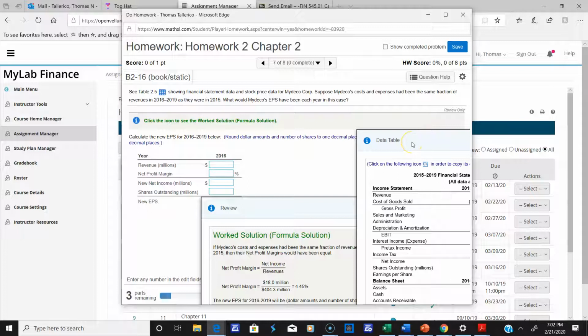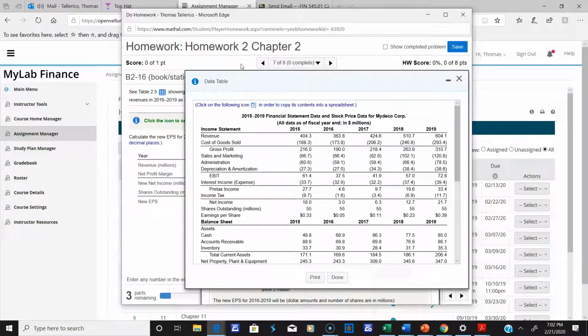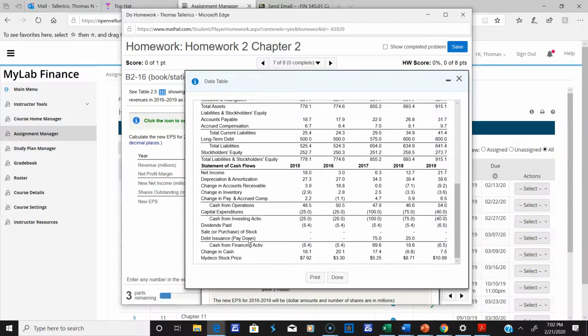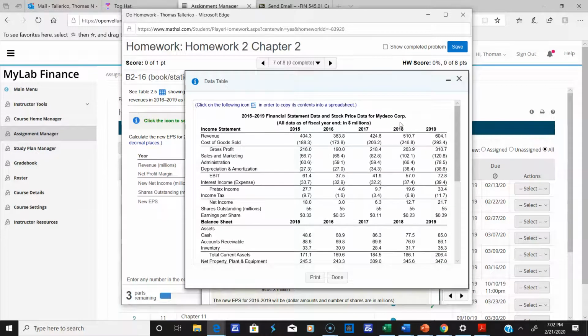There was a question on chapter 2, problem 7 here, as you can see. And they give you a table of data, which is what I opened right here. Basically this is 5 years' worth of income statement and 5 years' worth of balance sheet. They give you everything, and here's the statement of cash flows. Now, a lot of this data you don't need.